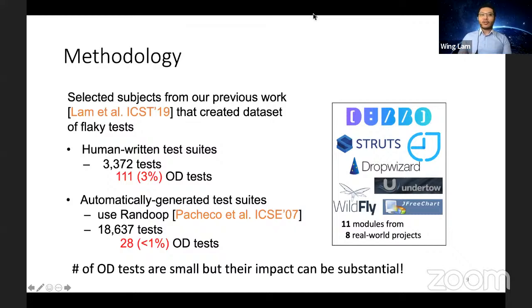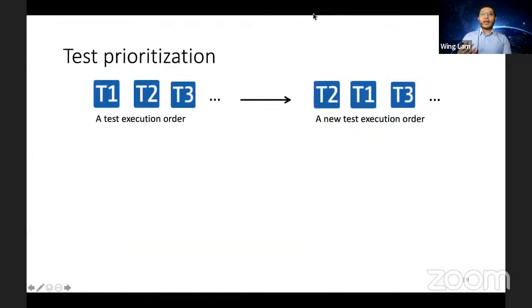Although the number of order-dependent tests here might be kind of small relative to the entire test suite, it's important to understand that their impact can still be substantial, as we will show in the next few slides. So now let's look at one of the testing algorithms specifically, test prioritization.